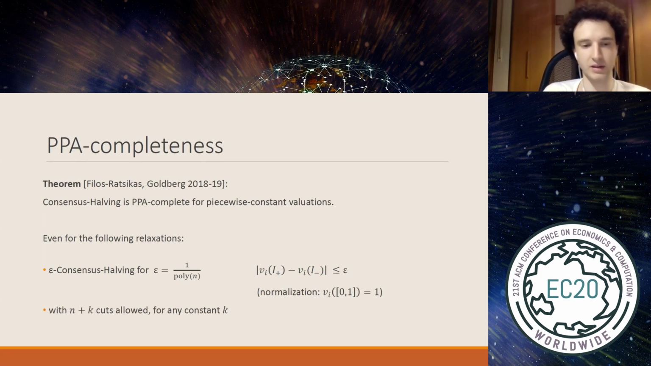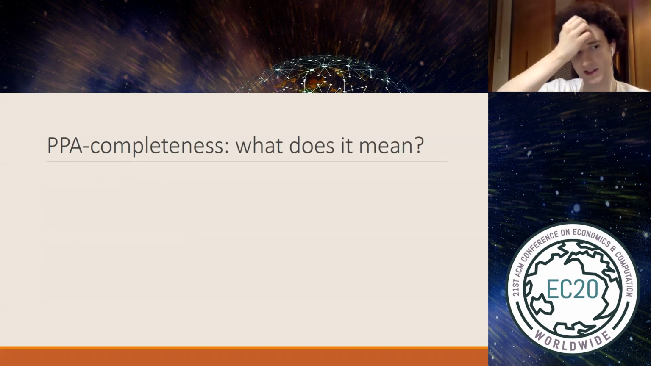And the second relaxation for which the hardness still holds is if we allow extra cuts. So instead of the n cuts, we allow n plus k cuts for any constant k. So this is a pretty nice hardness result, but let's talk a bit about what it actually means.